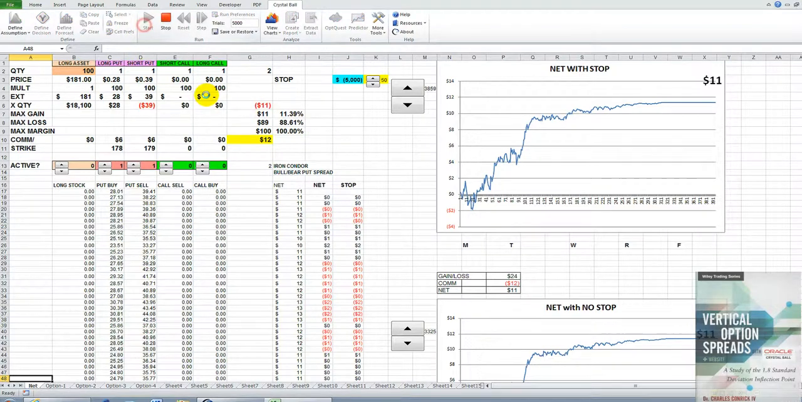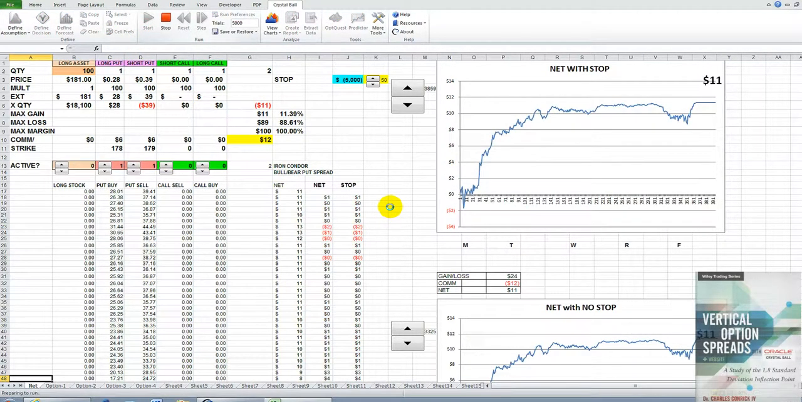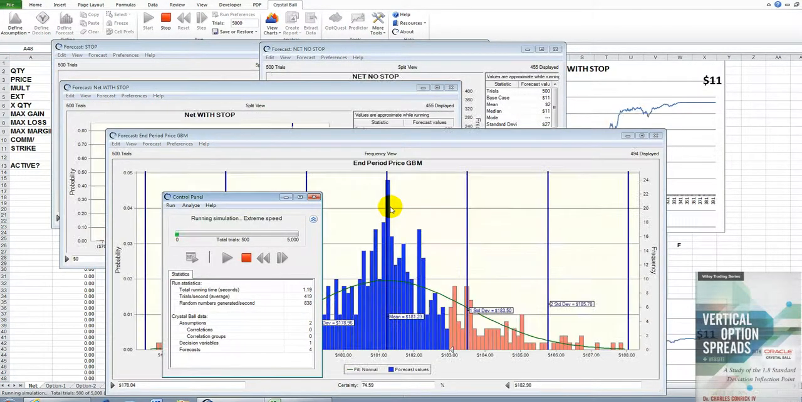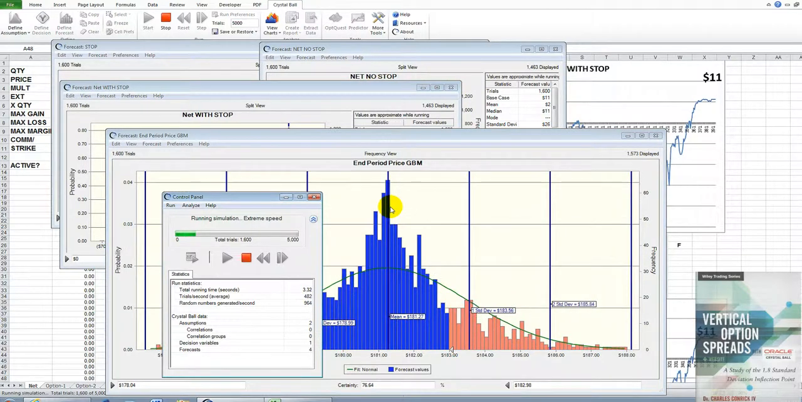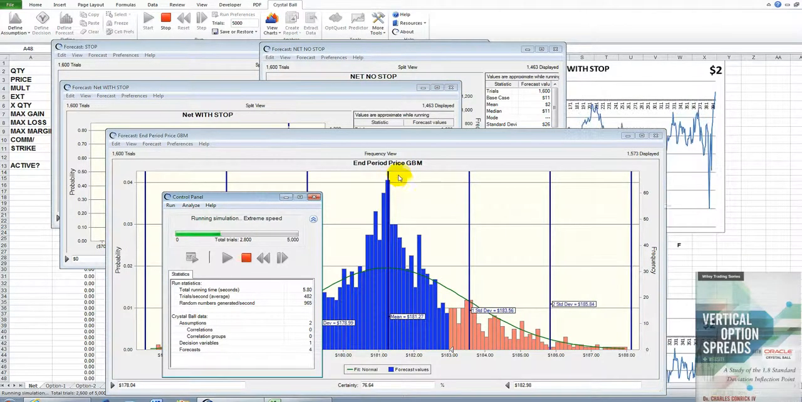Let's run Crystal Ball again. Bull put credit spread. We think SPY is going to stay even or go up. Let's look at our probabilities based upon Crystal Ball. Go to the net with stop sheet.